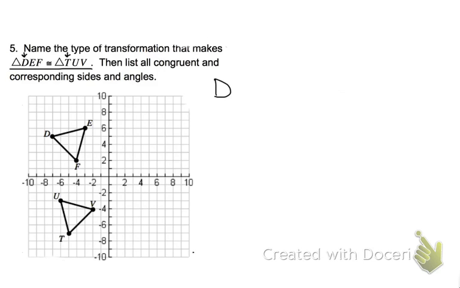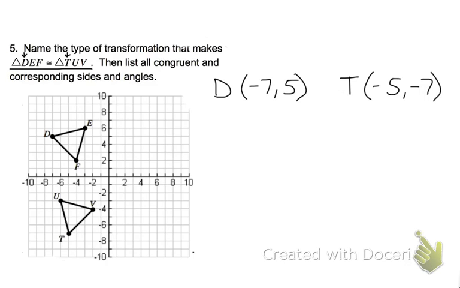So the coordinates for point D are -7, 5. And the coordinates for point T are -5, -7. So looking at the coordinates, I noticed that the x and y switch places. Because first in point D we have -7, but in point T the first number we have is a -5.